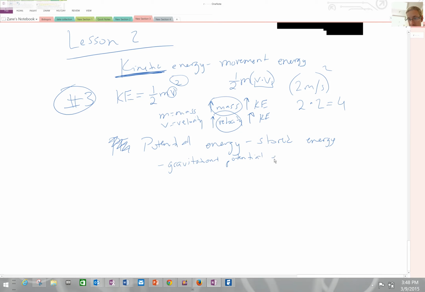Now I bring this up because every type of energy pretty much has a potential form. When we talk about chemical energy, it can be stored. It's stored in the foods you eat. We can have stored energy in the photons from the sun. Energy is stored everywhere, but we're only going to talk about mechanical potential energy, which is influenced by gravity.